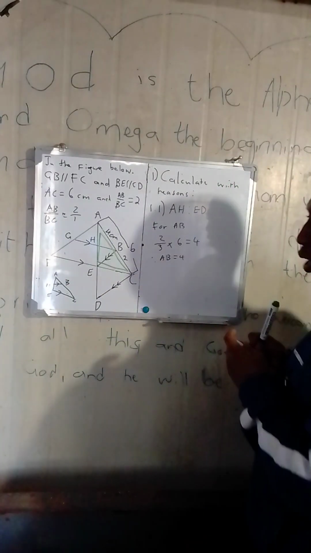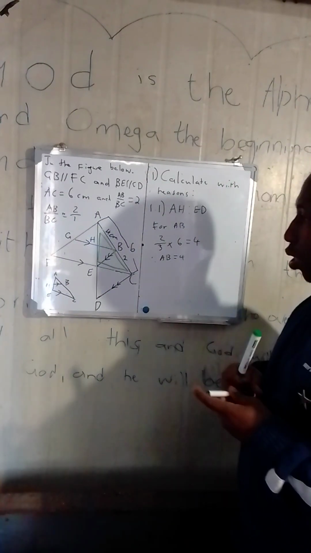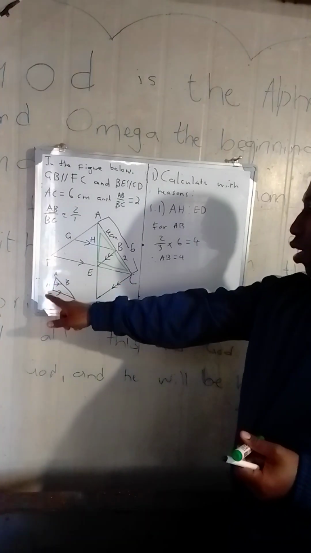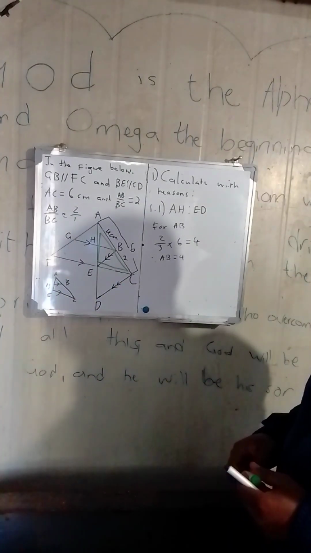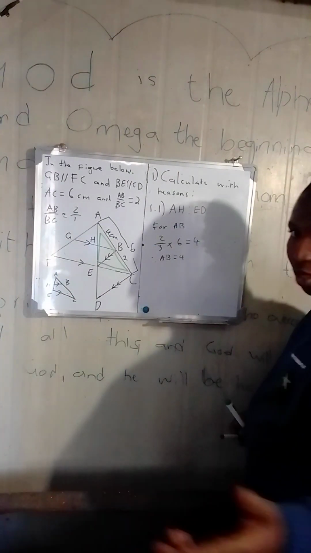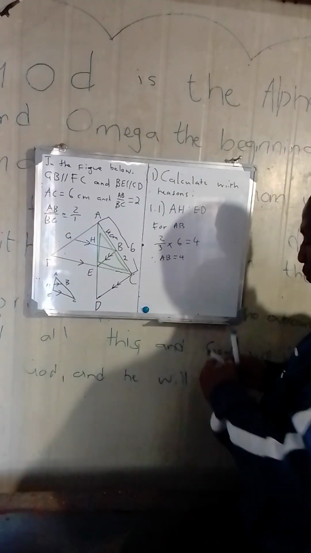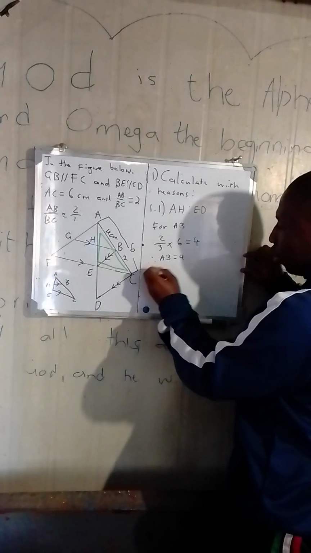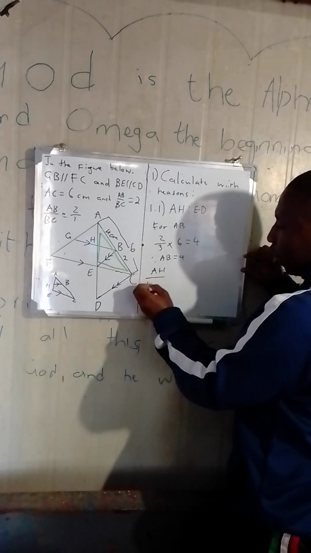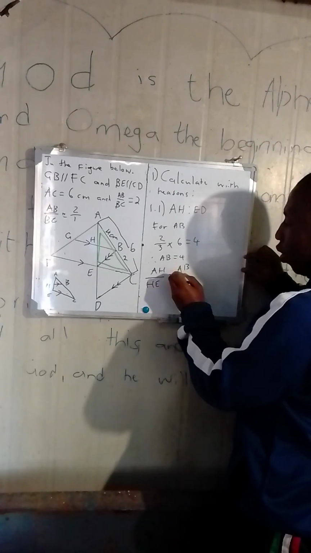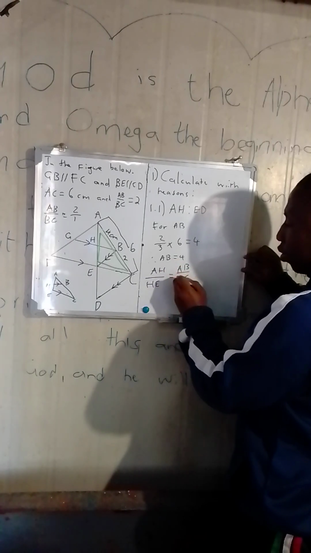So let's look at that triangle. You see that triangle? We are in this triangle, the one that I've marked with green. I've drawn it here, triangle AEC. In that triangle, if this line is parallel to this line, the proportional theorem implies AH over HE equals AB over BC.